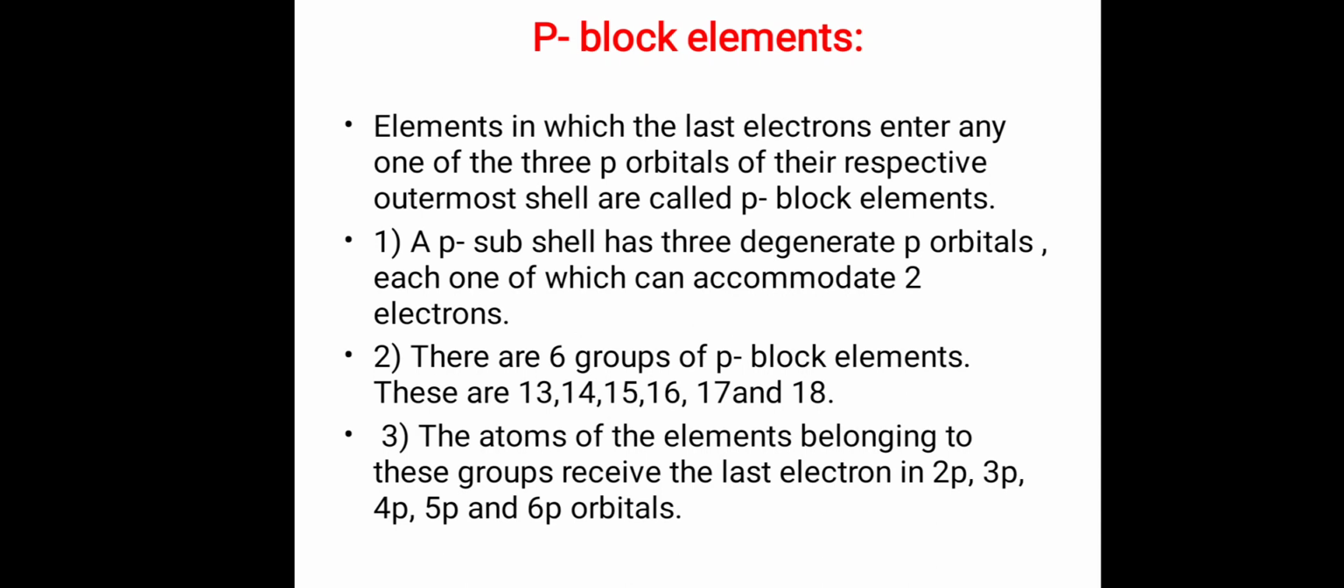Next, p block elements. Elements in which the last electron enters any one of the 3 p orbitals of their respective outermost shell are called p block elements. As the p subshell has 3 degenerate p orbitals, each one of which can accommodate 2 electrons, there are totally 6 groups in the p block: the 13th, 14th, 15th, 16th, 17th and 18th groups. The atoms of elements belonging to these groups receive the last electron in 2p, 3p, 4p, 5p and 6p orbitals.